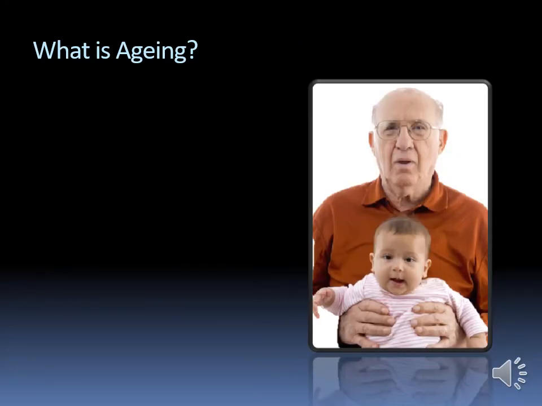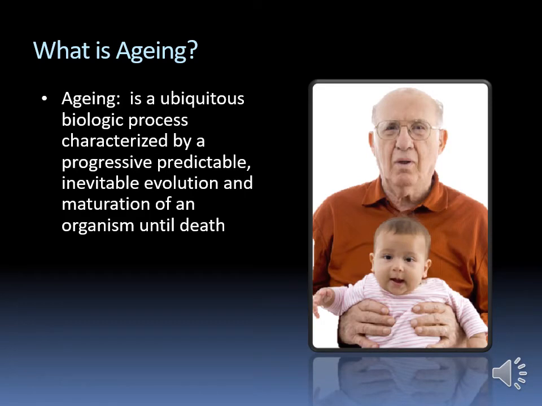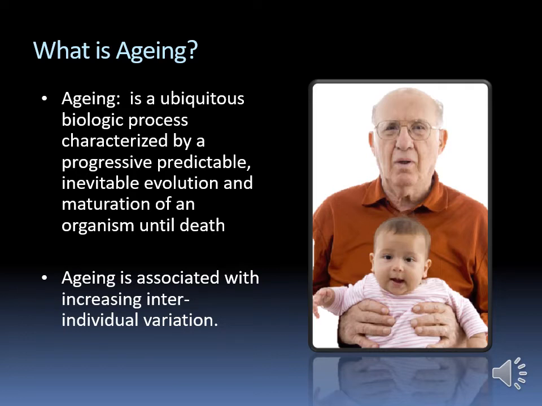So when we're talking about aging, what does aging mean? Well, it's a ubiquitous biological process characterized by progressive, predictable, inevitable evolution and maturation of an organism until death. Aging is associated with increased inter-individual variation.